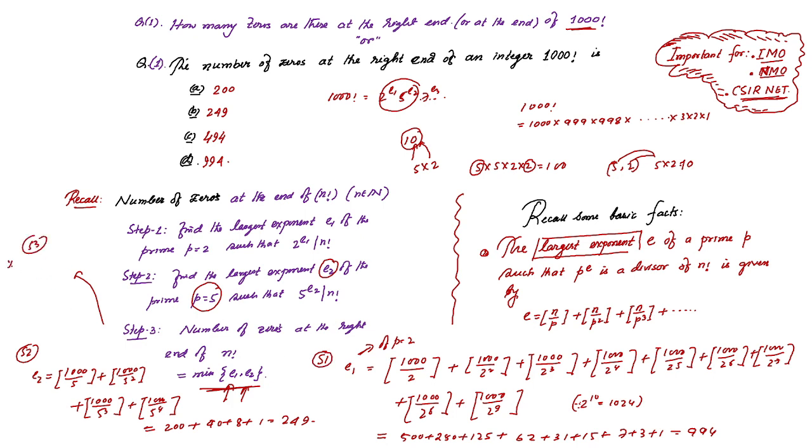The number of zeros at the right end of 1000 factorial will be the minimum of E1 and E2, that means the minimum of 994 and 249, so that is 249. So the answer is 249. That means 249 zeros are present at the right end of 1000 factorial, and hence option B is correct. All other options are false. Thank you so much.